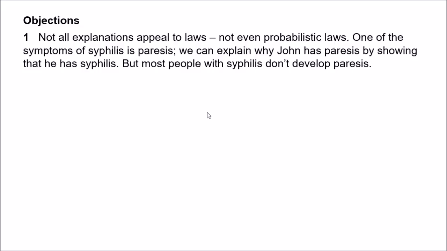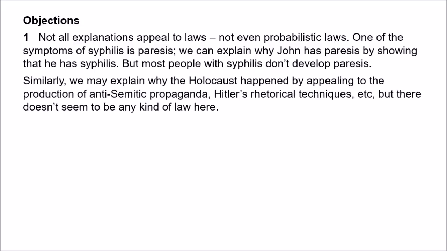The fact is these fields just don't seem to be structured around laws in the way that physics and chemistry are. If we're doing history, we might try to explain why the Holocaust happened, and we can appeal to things like the history of anti-Semitism in various countries, then the production of anti-Semitic propaganda by the Nazis. We might focus on Hitler's rhetorical techniques, how Hitler managed to persuade the German population, and so on. But in none of these cases will there be a probabilistic law linking, for instance, Hitler's rhetorical techniques and anti-Semitic propaganda to the Holocaust or to genocide events.